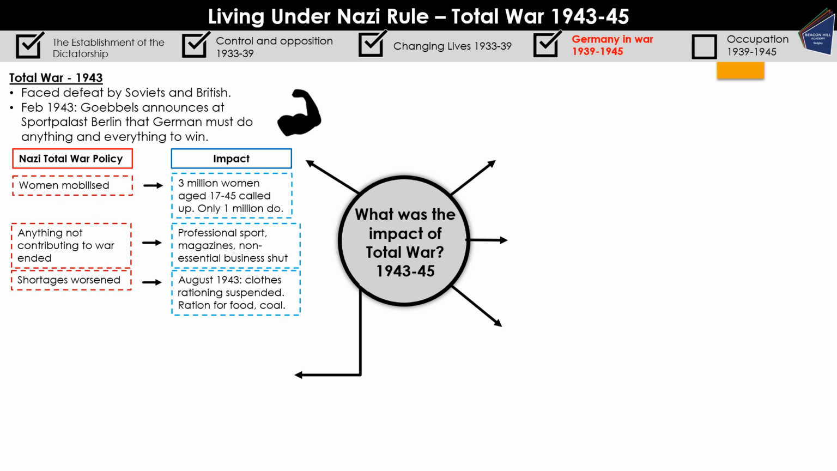In August 1943, clothes rationing was suspended, and there was now a ration for food and for coal that was harsher. So lots of people really do feel the impact of the war going badly for Germany. And finally, we have the increase in propaganda. So German people were encouraged to embrace total war and really get behind the Nazi regime. This was not the time to show your disloyalty despite the war going badly.